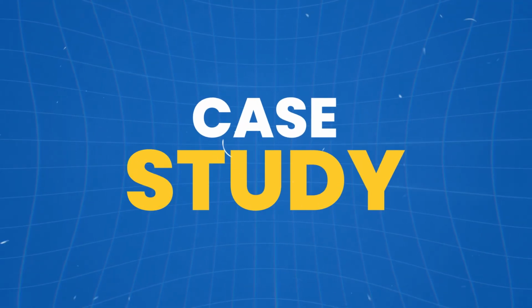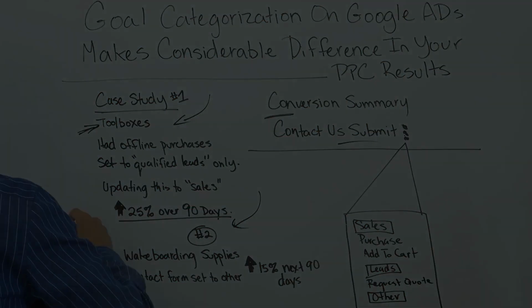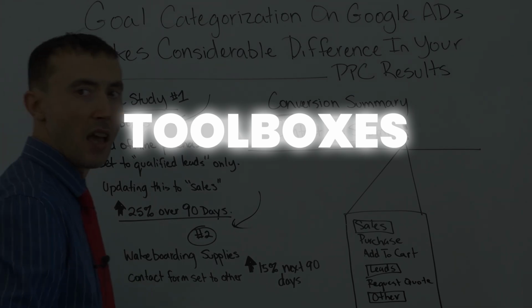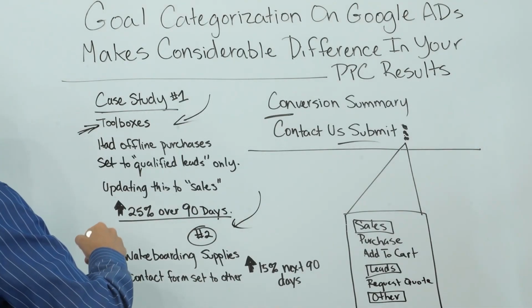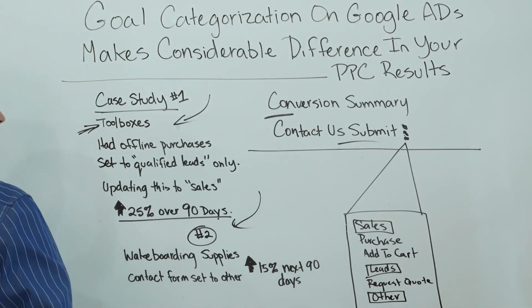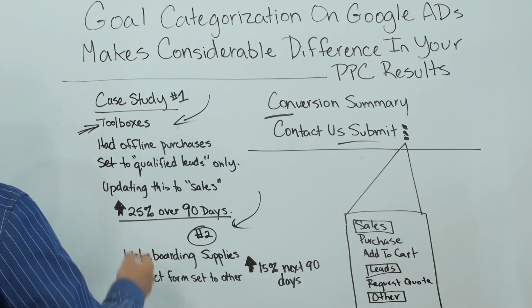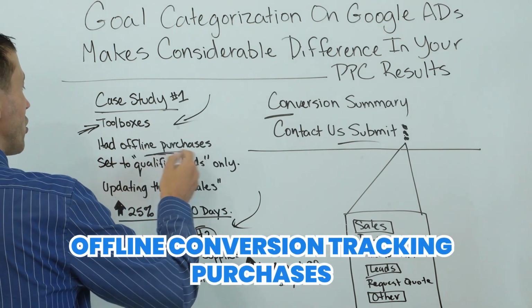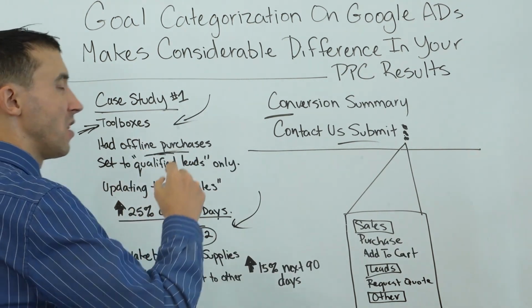So the first case study we have is from a guy who sold fancy toolboxes, okay? Multi-$1,000 toolboxes, like Snap-on, think of that if you know what that is. We had offline conversion tracking purchases to track the offline sales.